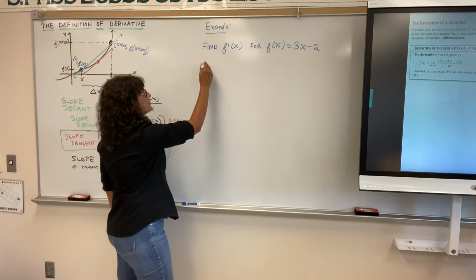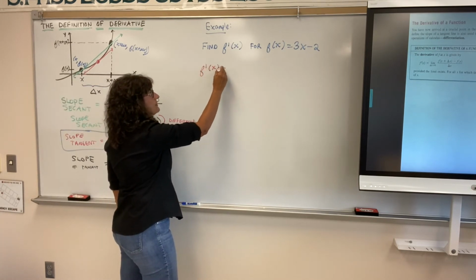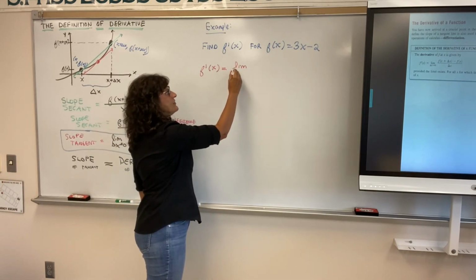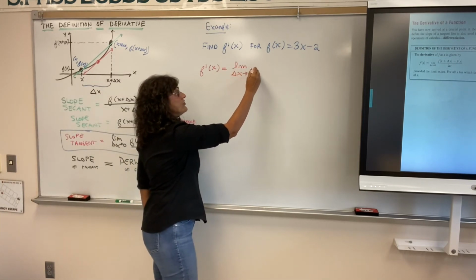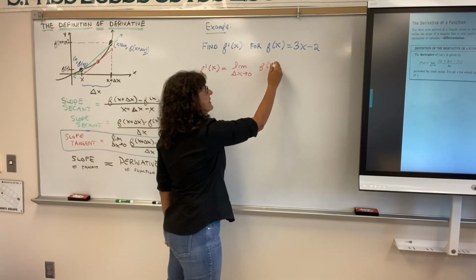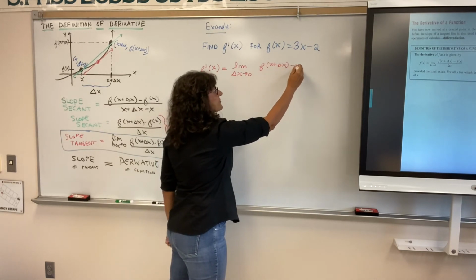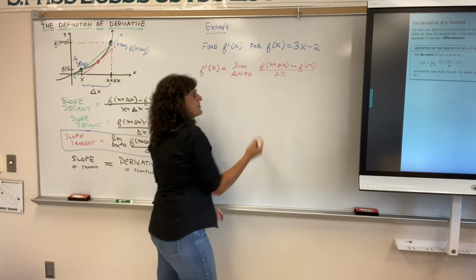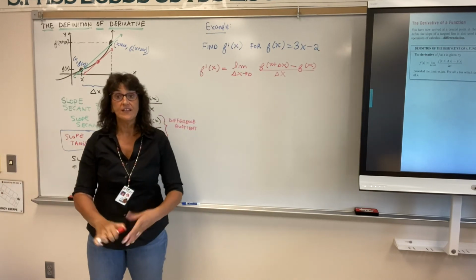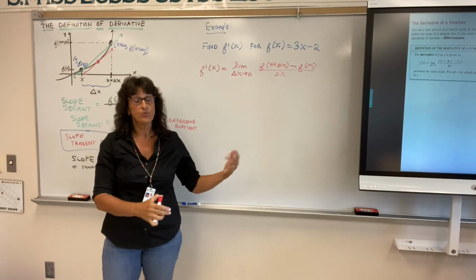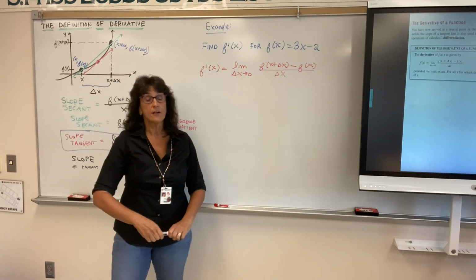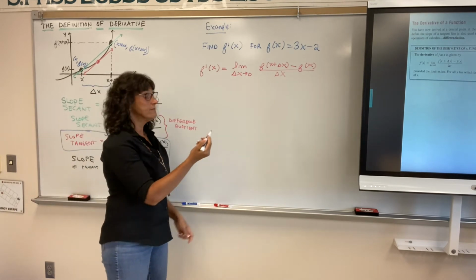Well, the derivative definition: to find the derivative, we're going to take the limit as delta x goes to 0 of f of x plus delta x minus the function, all over delta x. This is what we're going to do because this is the definition of derivative. Now let's plug in our functions because we have to evaluate some functions in here.